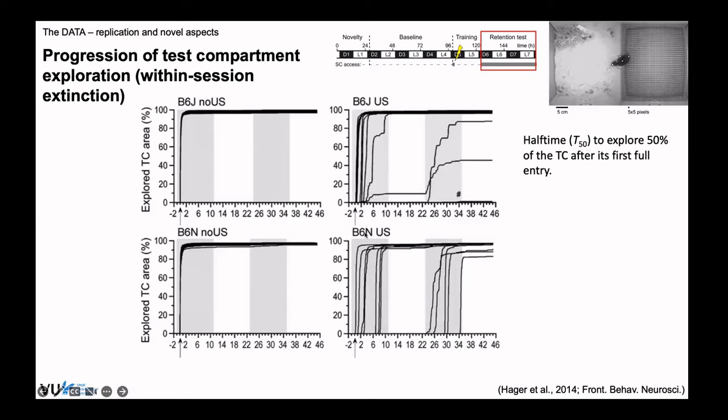But we know that the black 6N are the ones that do not extinguish in the classical tests. So we expected them to show this even more pronounced. But to the contrary, you see, they take longer to make the decision to enter. But once they make the decision, they progress fairly similarly.